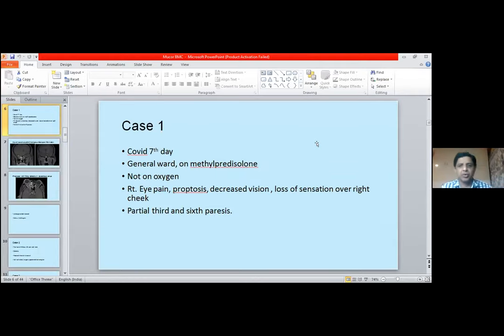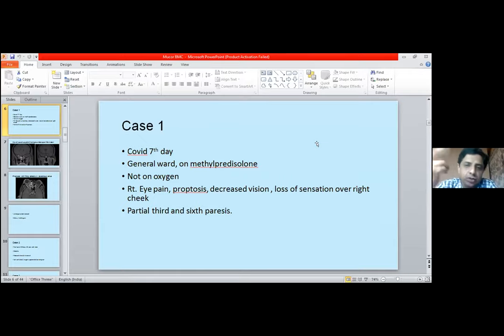I'll just rush through a few cases which we had managed. This was a middle-aged person who was on COVID seventh day. He was in the general COVID ward, and he was only on methylprednisolone. He was not on oxygen. He presented suddenly with right eye pain, proptosis, decreased vision, and decreased sensation of the cheek.